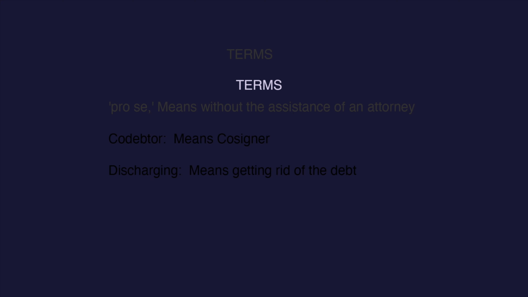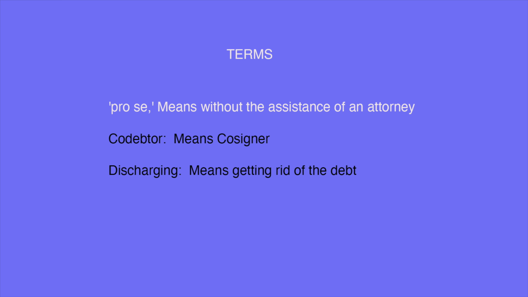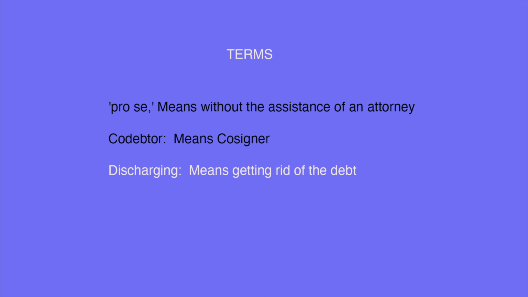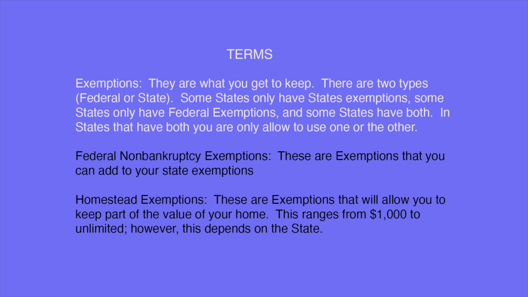Terms. Pro se means without the assistance of an attorney. Co-debtor means co-signer. Discharging means getting rid of the debt.